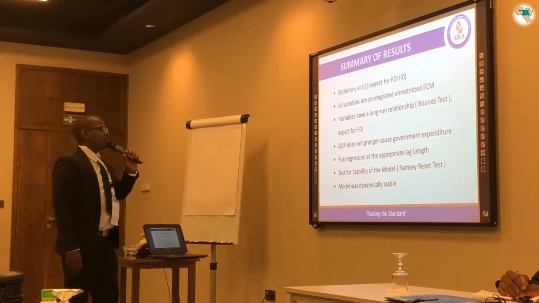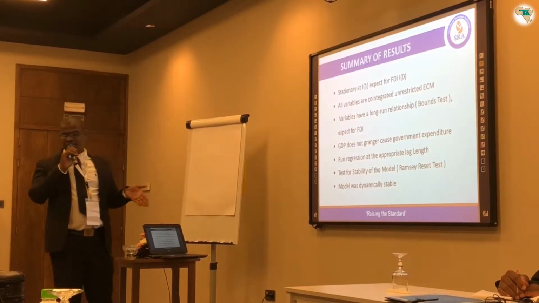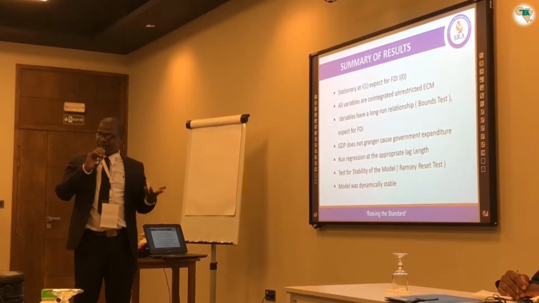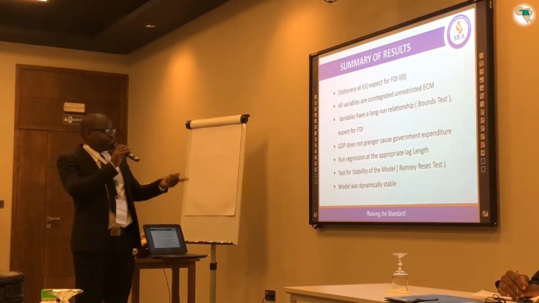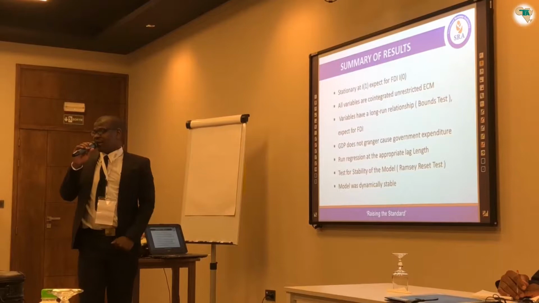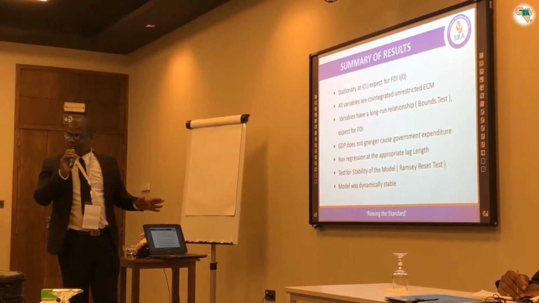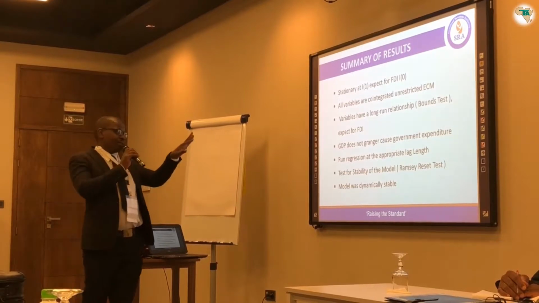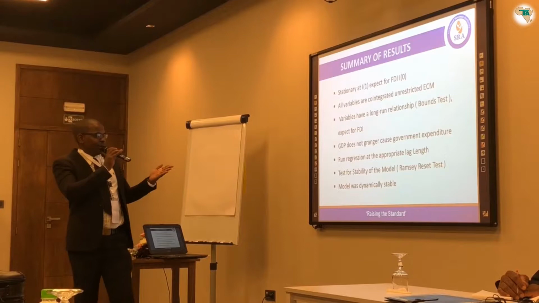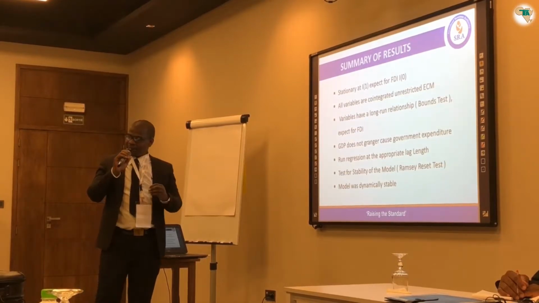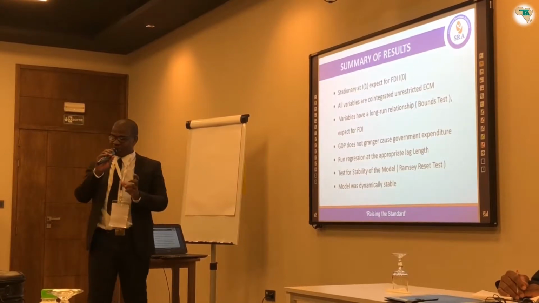So, a summary of the results. All the variables were stationary after first differencing, like the public debt ratio, the government expenditure, and the level of taxation. Only FDI was stationary at its initial order. So that means I can proceed with the model, since it works with I(1) and I(0). And then all the variables were co-integrated in the unrestricted ECM. That means that all the variables have a short-run relationship.